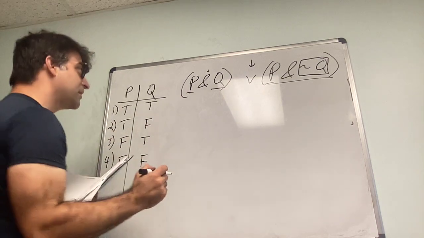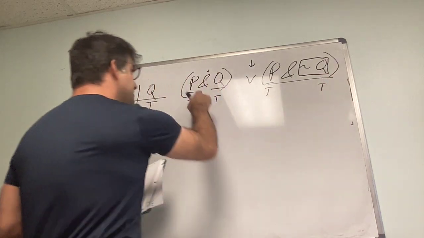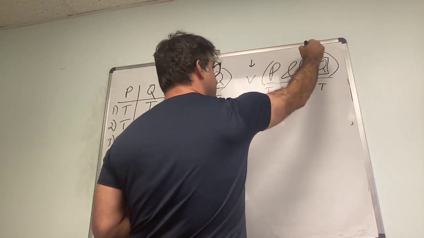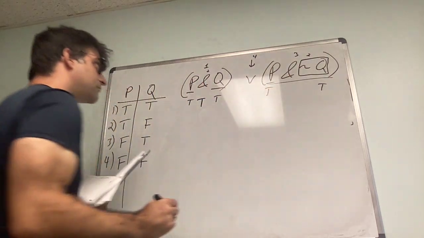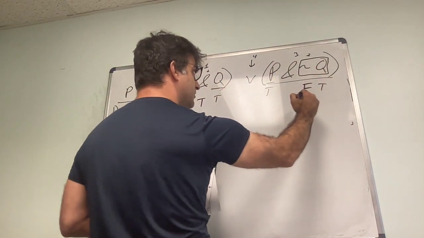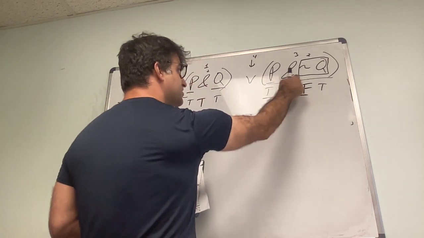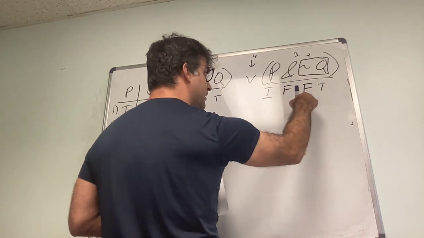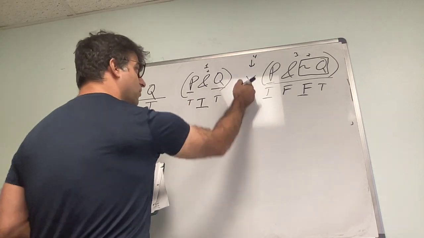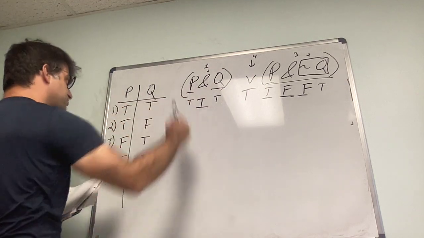So scenario 1, both P and Q are true. Okay? Since they're both true, this conjunction is true. Right? We can work it simply in this order. 1, 2, 3, and 4. Since Q is true, not Q is false, so this conjunction is false. True and false equals false. So we've got true on this side of the or and false on this side of the or, so the whole or statement is true, since this half is true.